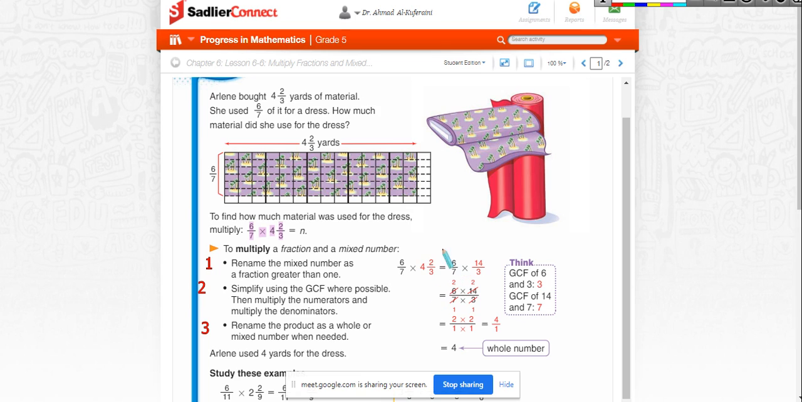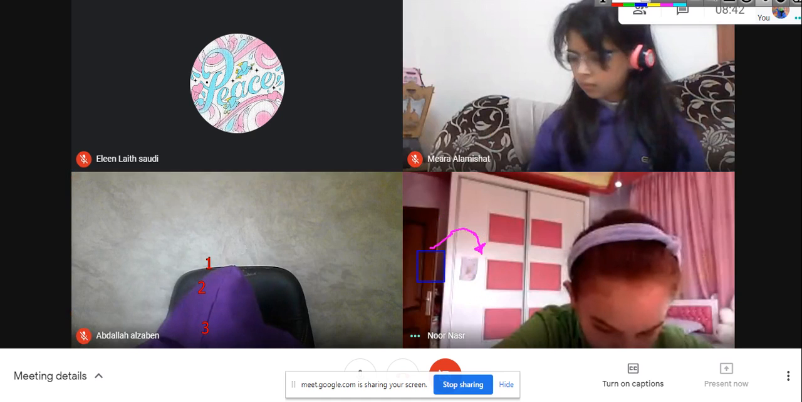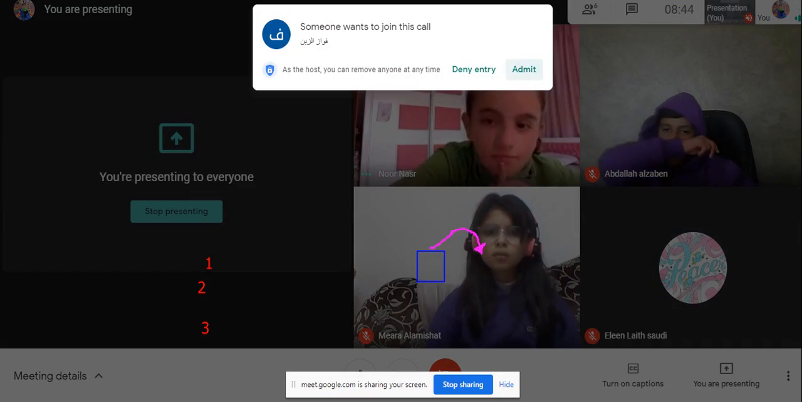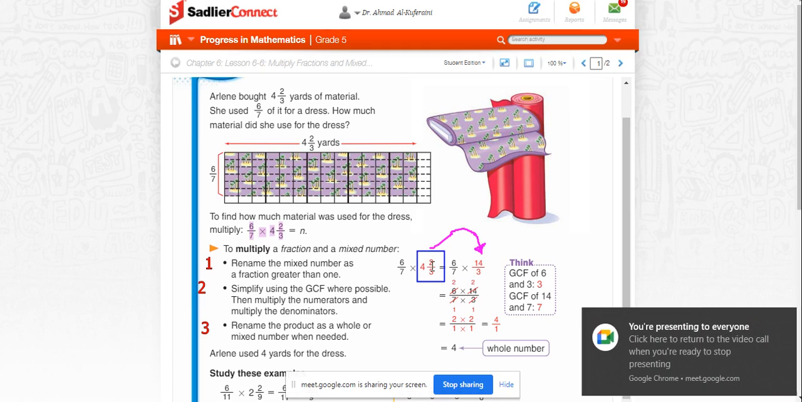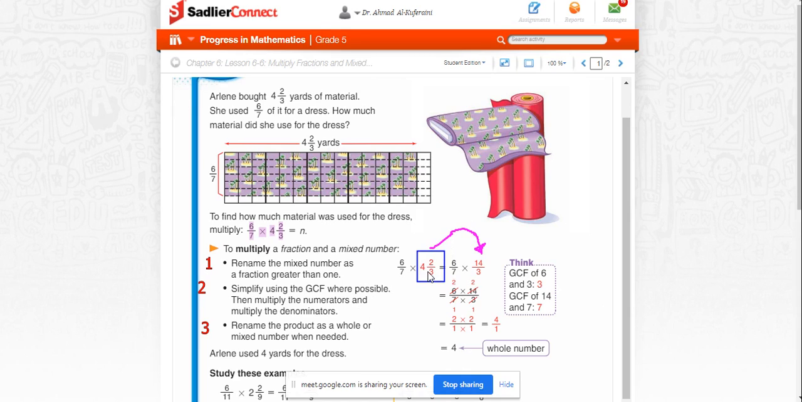So let's check the first step. The first step, we have this one here, which is 4 and 2 out of 3. We need to rename this as a regular fraction, or actually an improper fraction. The numerator is greater than the denominator, okay? So we need to rename it this way. Yamira, please focus with me. How do we rename it? This is our previous class.